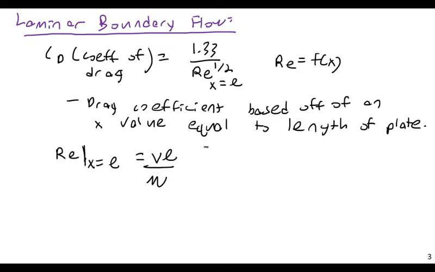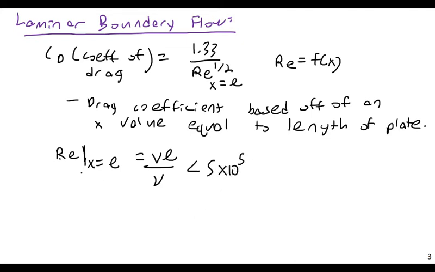Actually, I should probably use nu here, not mu. That would make sense with kinematic viscosity, and that would make sense with our units. Then here, VL divided by nu, and this must be less than 5 times 10 to the 5th.